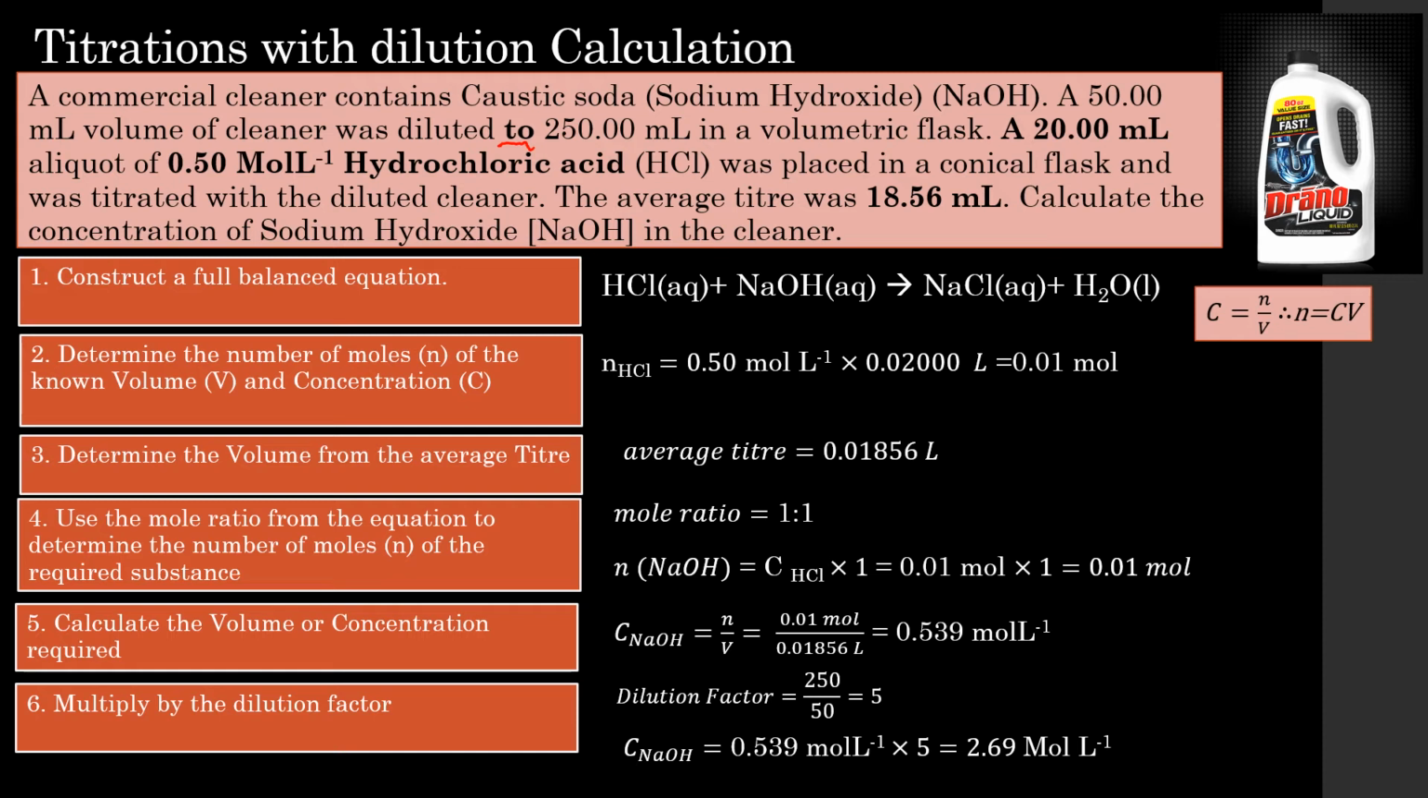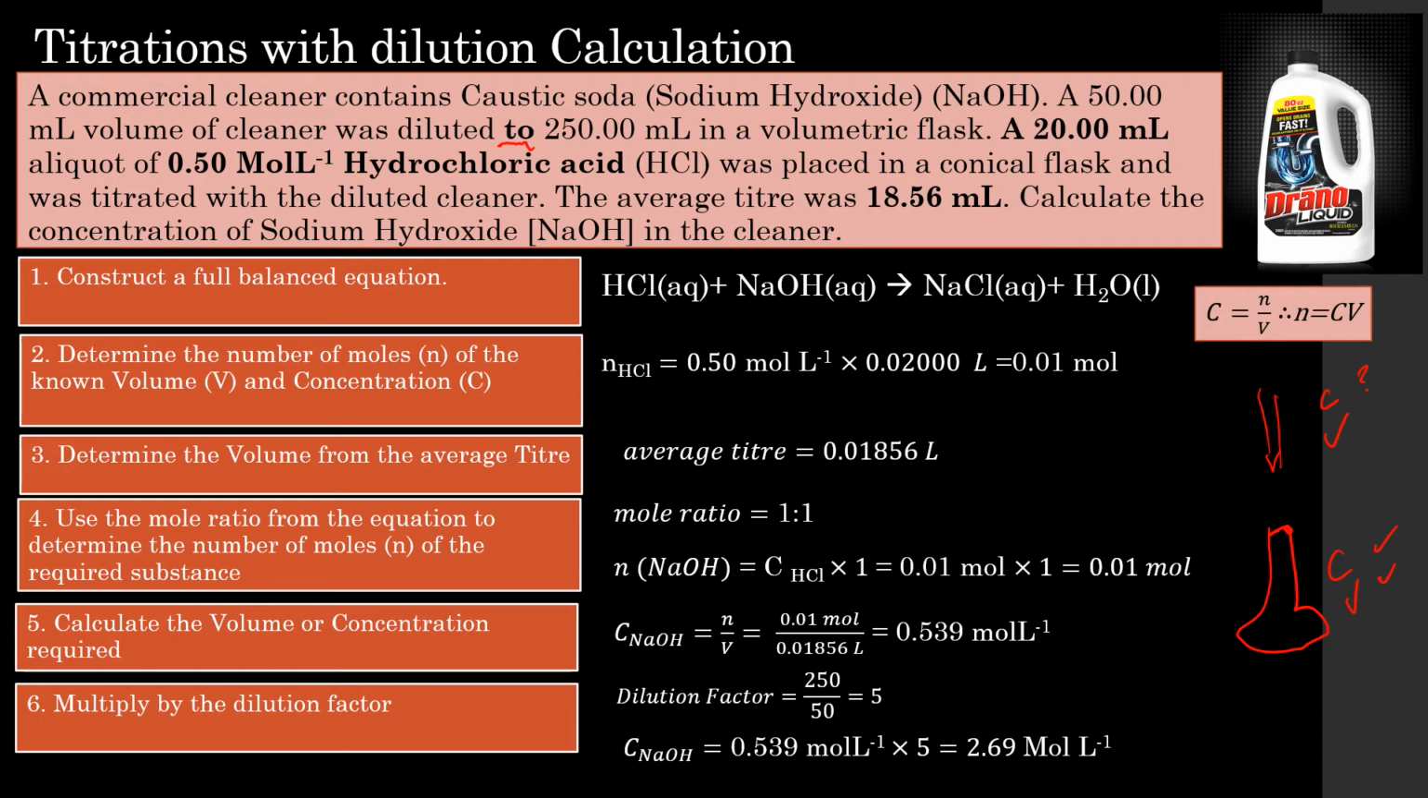Now this was titrated against a 20 mil aliquot of half molar hydrochloric acid, and that was placed in the conical flask down below. So in this case, we've got a known concentration and a known volume. Sometimes it depends on your style, whether the concentration being known is upstairs or downstairs. So in this case, we don't know the concentration of the base being dropped.